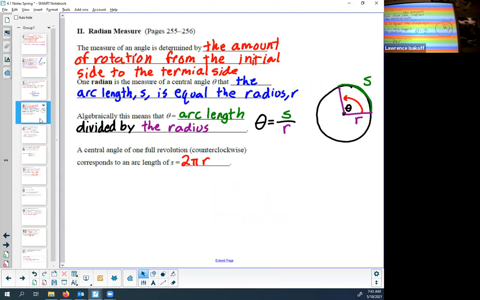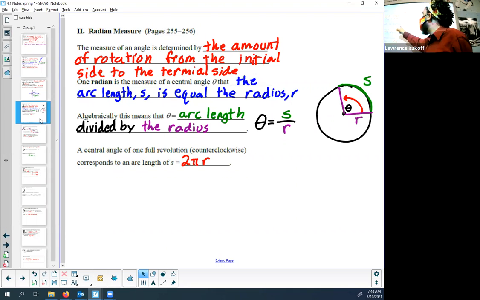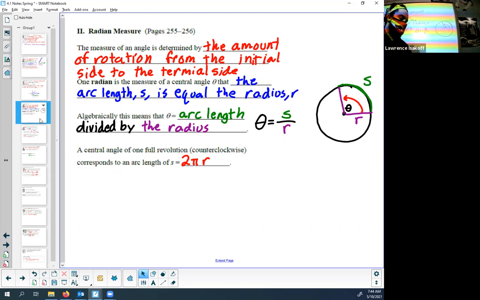Okay. So the measure of an angle is determined by the amount of rotation from the initial side to the terminal side. 1 radian is the measure of the angle equal to the arc length s is equal to the radius r. Okay, so that's a very, very formal definition of what a radian is. Here's what radians are. I'm going to break it down a little more.